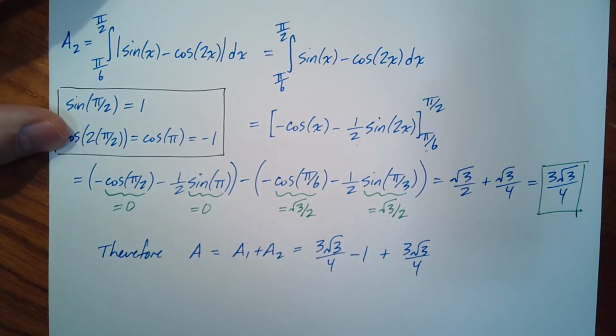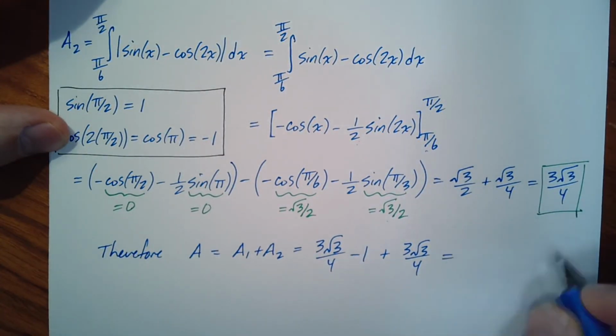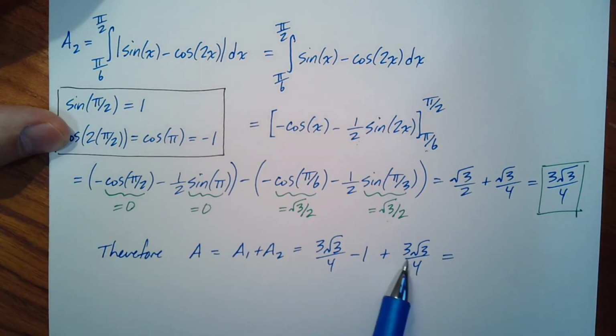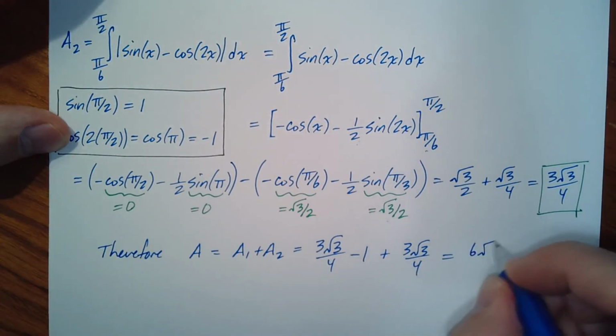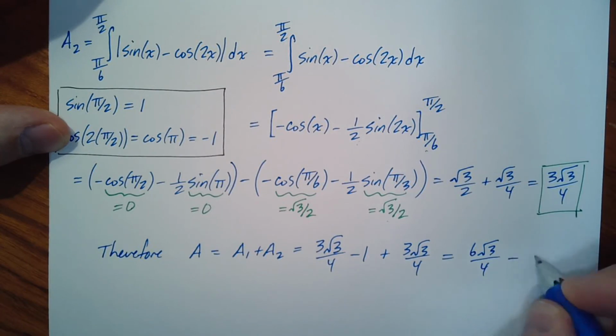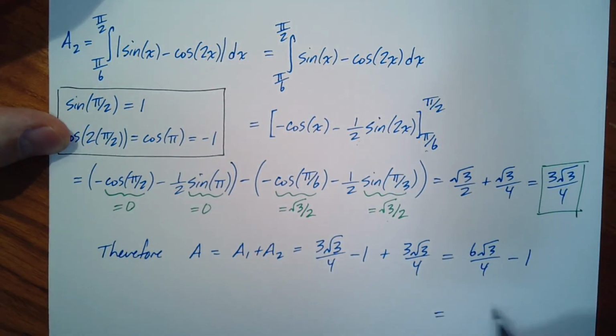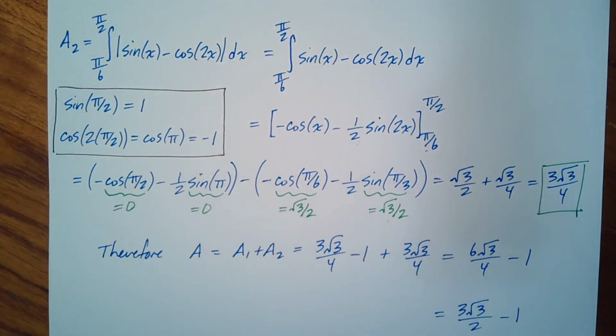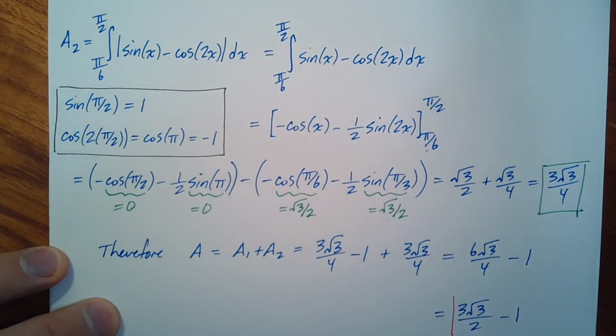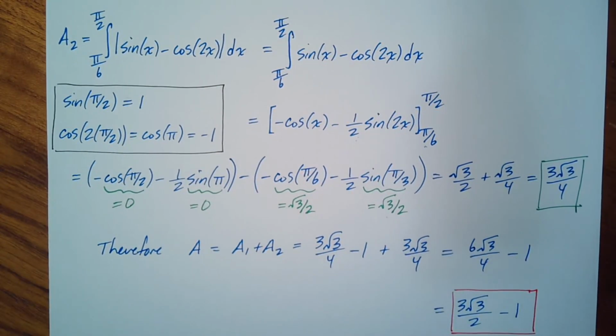And what do we get? If we combine these, 3 root 3 over 4 plus 3 root 3 over 4 is going to be 6 root 3 over 4, and then we still have minus 1. So then our final answer, if I reduce the 6 and the 4 by a factor of 2, is 3 root 3 over 2 minus 1, and that is our area. That's the area bounded between the graphs of y equals sine of x and y equals cosine of 2x, between the boundaries x equals 0 and x equals pi over 2. So that's our final answer.